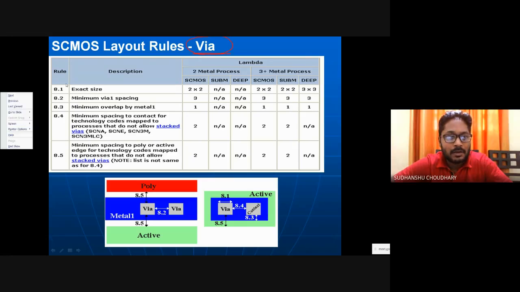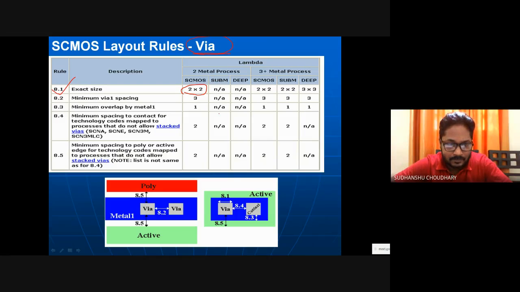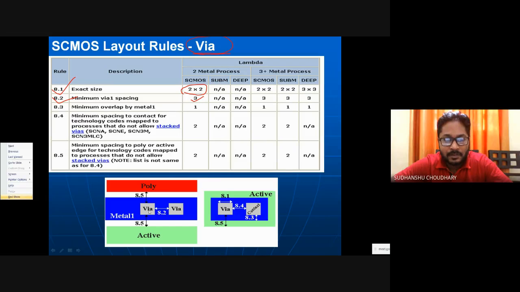What are those rules? Exact size of via: it should be at least 2 lambda by 2 lambda. For example, I have vias here, and the exact size of this via is 2 lambda by 2 lambda, all dimensions. Then the minimum spacing between two wires. The rule says that minimum spacing should be at least 3 lambda. So I have 3 lambda spacing between two wires.